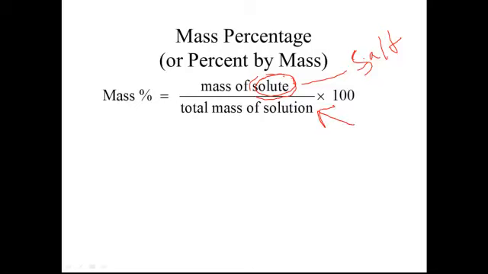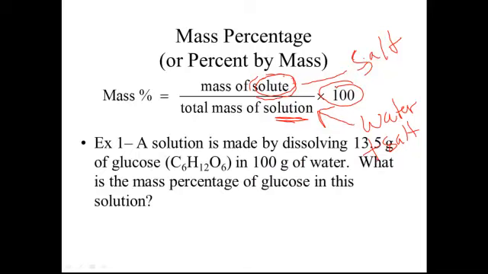Now be careful there. The total mass of the solution is not just the water. It's going to be the water plus the original salt. When it says the solution, remember the solution is the solute and the solvent together. So when you do these problems, it has to be the mass of the entire solution on the bottom. And then obviously to get a percent, you're going to multiply by 100.